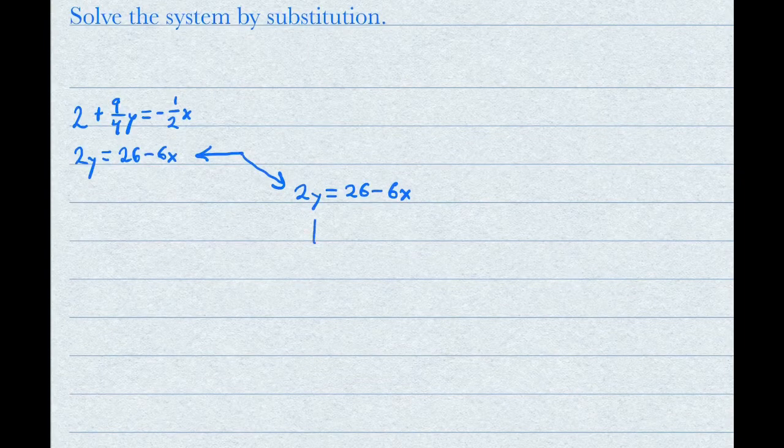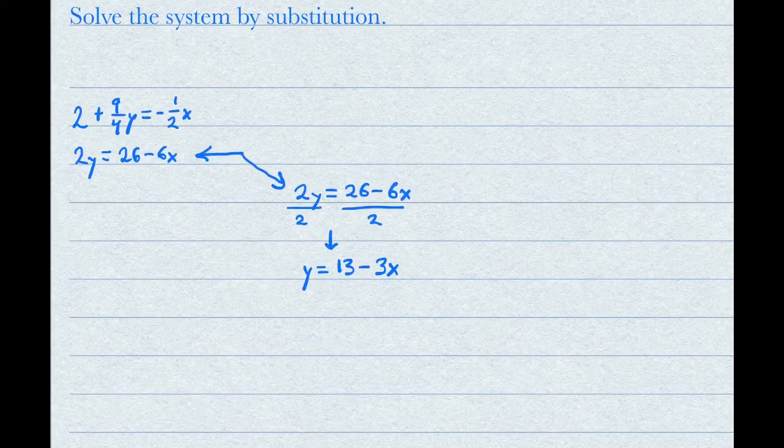The goal here is to get either the y by itself or the x by itself. You see that y is by itself on one side. If we can get rid of the 2, we'll have y equals something. So let's just get rid of the 2. And the way to do that is to divide both sides by 2. So when you do that, you got y equals 13 minus 3x.